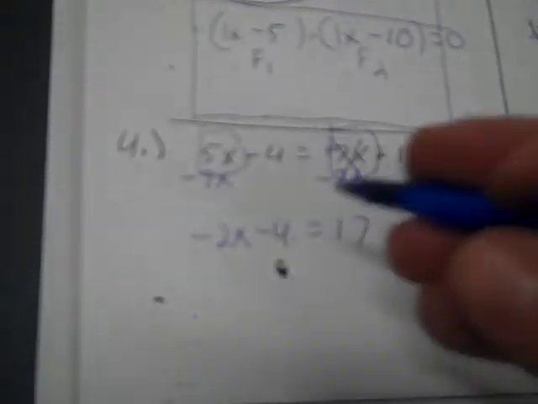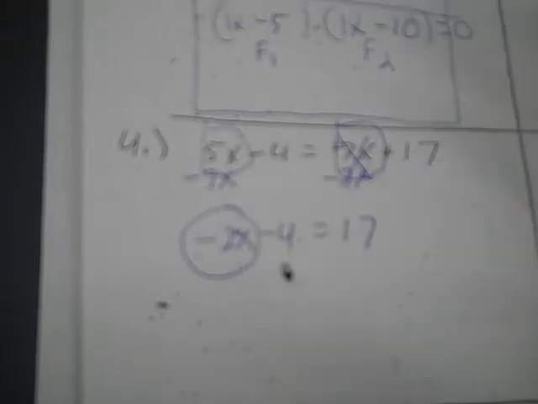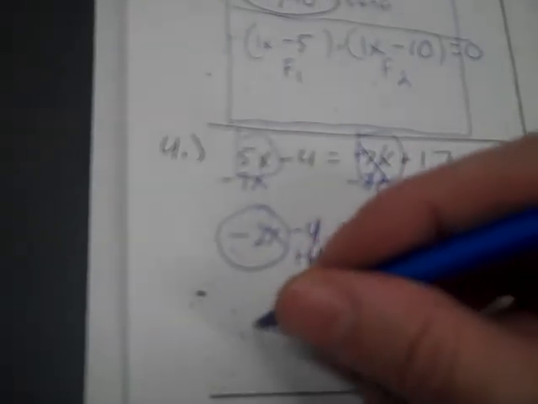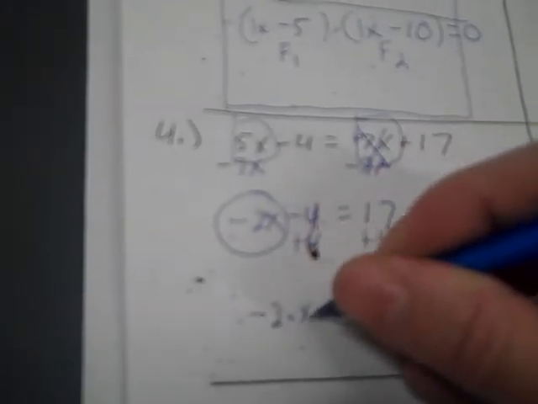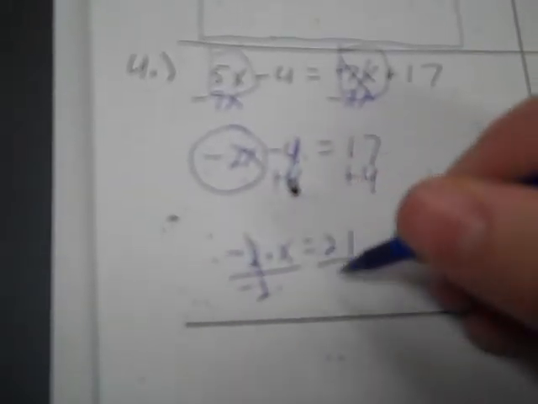Okay, now that I have my single x, I can just dot it with its multiplier and do the opposite of minus 4, which is add 4. 17 plus 4 is 21, so negative 2 dot x equals 21. Then I divide both sides by negative 2, and I divide 21 by negative 2, and that's negative 10.5.